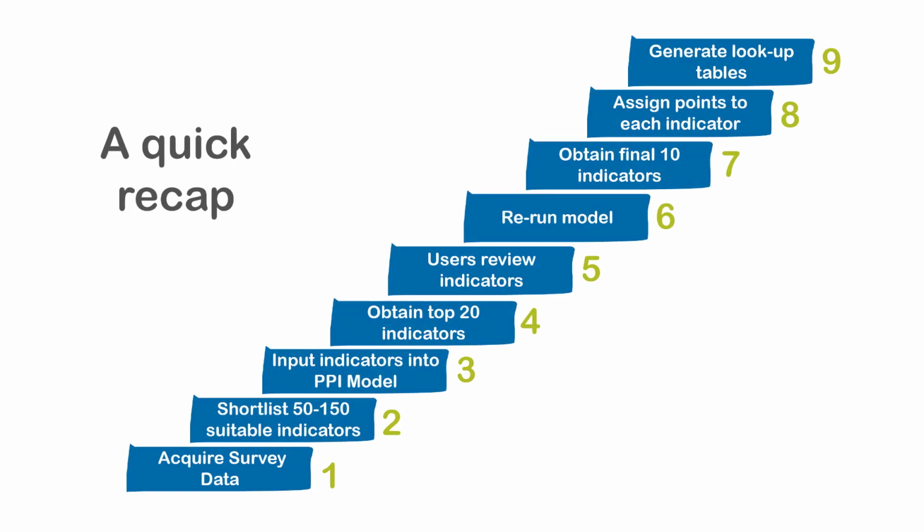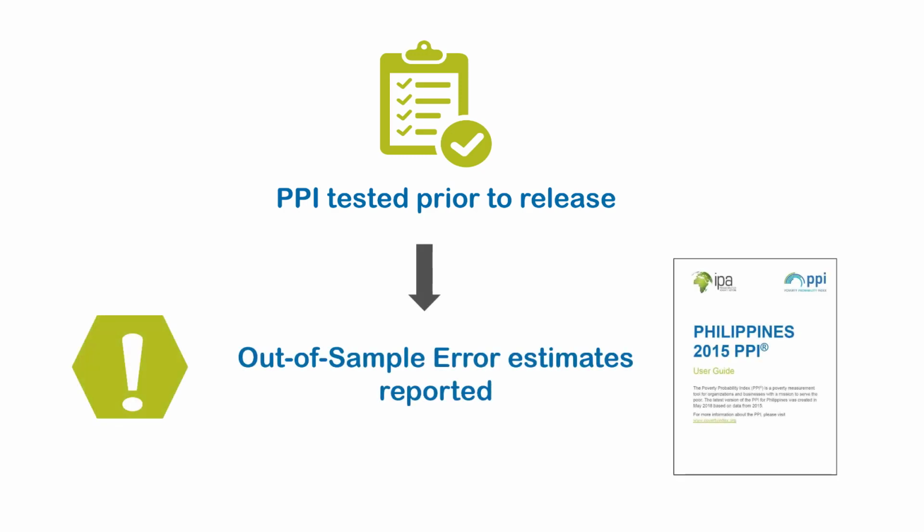Here is a quick recap of the 9 steps to create a PPI. The PPI is constructed using 2/3 of the National Survey dataset. To estimate the accuracy of the PPI, it is tested on the remaining 1/3 of the survey dataset which has not been used to create it. We thus test the PPI out of sample and determine its error rate, that is, the percentage by which the PPI underestimates or overestimates poverty as compared to the true poverty rate. These error estimates are published in the PPI user guide.